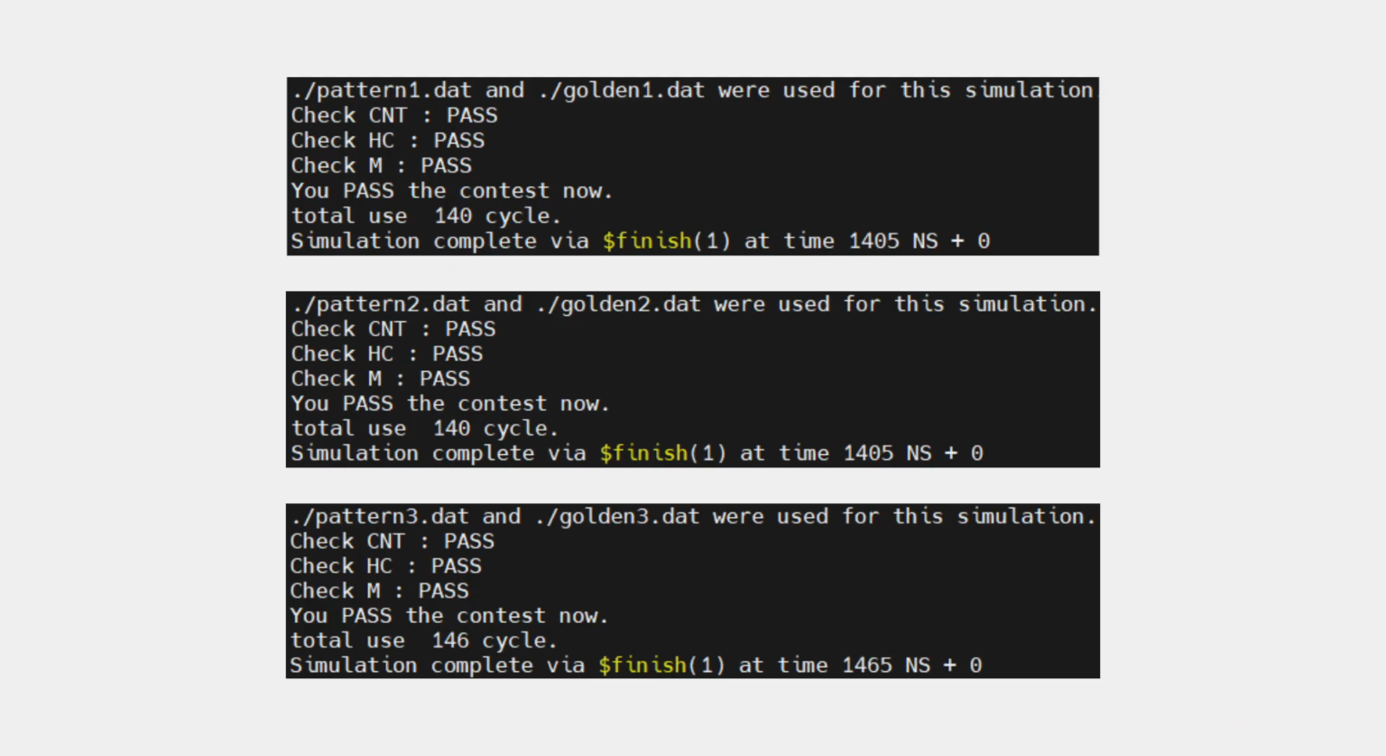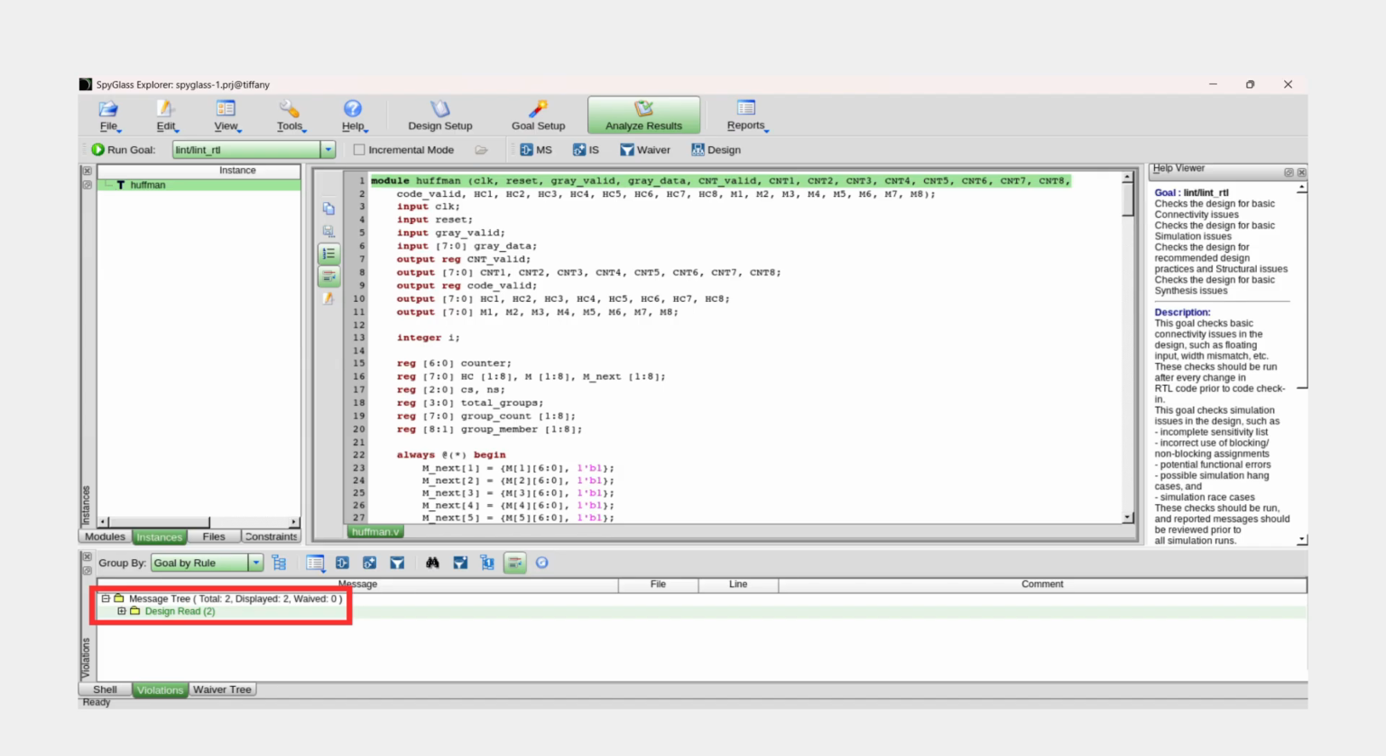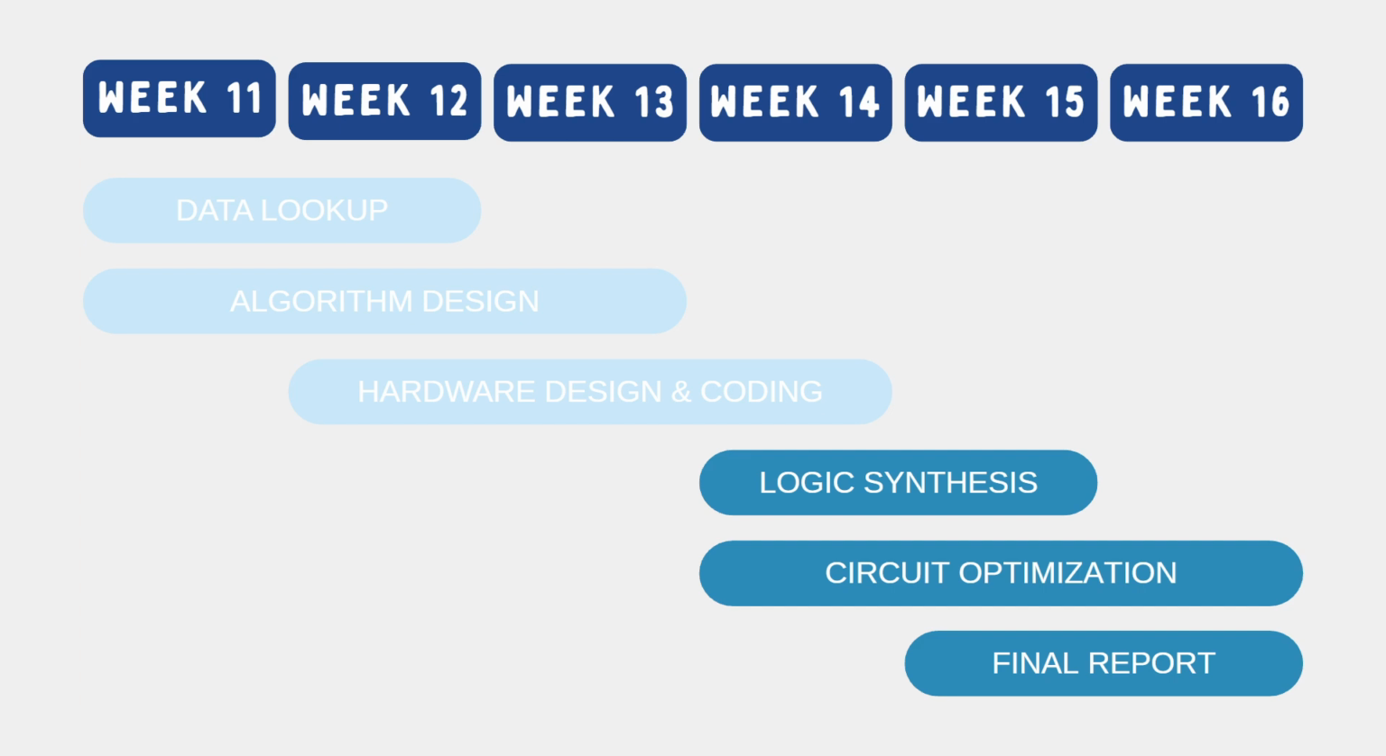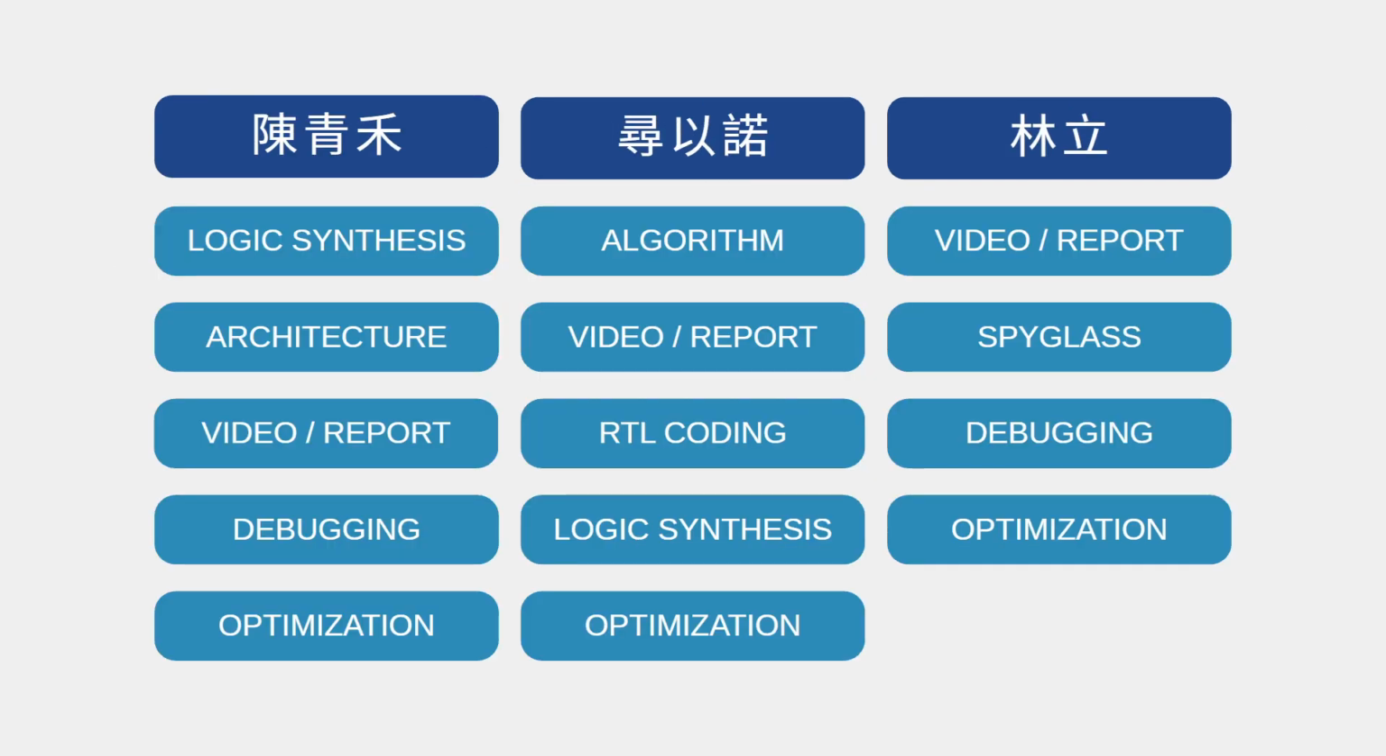And this part is supplementary appendix. We have done the test bench with 3 patterns. This is a verification of spread class. We have done data lookup, architecture design, and hardware design coding. We are still doing logic synthesis and circuit optimization, and we will start to write the final report. This is our work division table.